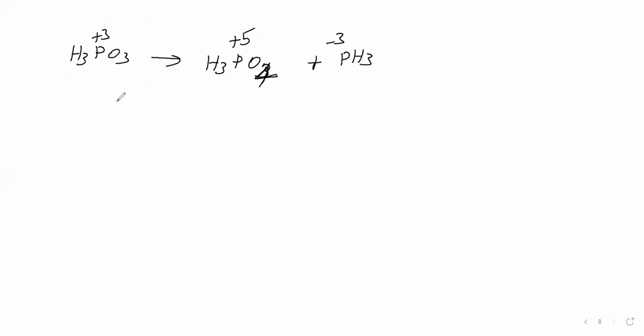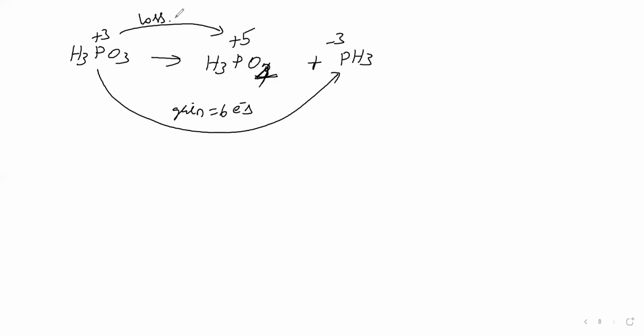Next disproportionation we will see. Now we will take H3PO3. In H3PO3, phosphorus is +3. It is undergoing oxidation. Oxidation means +3 is converting into +5. Phosphorus cannot show +4. +3 is converting into +5. Then for reduction we will see this +3 is converting into the least oxidation number, that is -3. Here gain of how many electrons? 6 electrons gained. Here +3 is converting into +5, loss is 2 electrons.